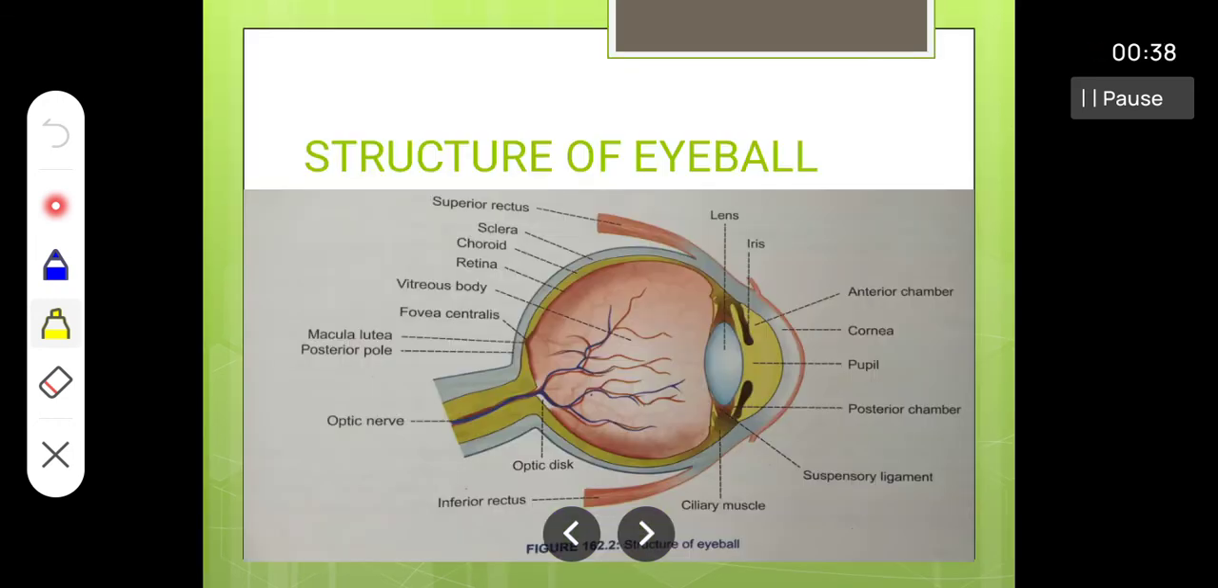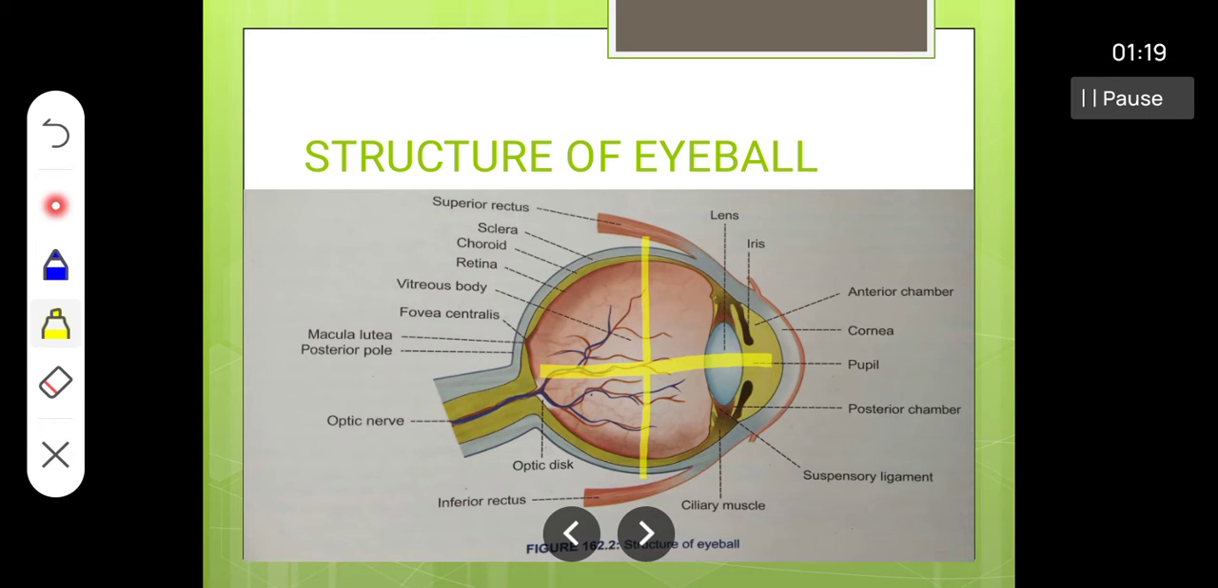The first thing here is the structure of the eyeball. Generally, the human eyeball, also known as bulbus oculi, is approximately globe shaped with a diameter of about 24 millimeters. Another thing we'll learn is that it is slightly flattened from above downwards.